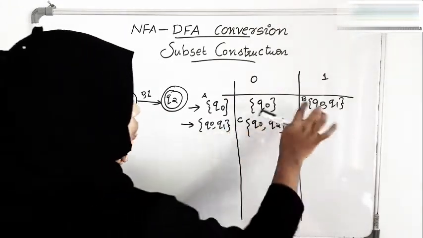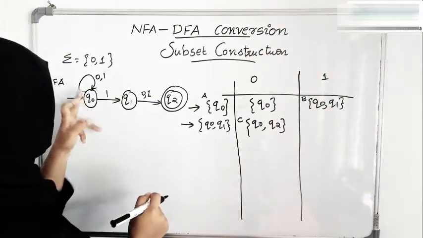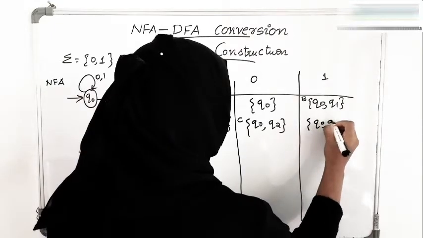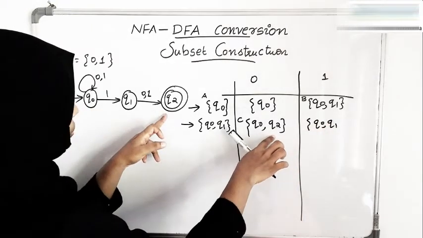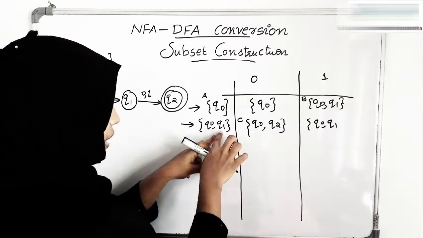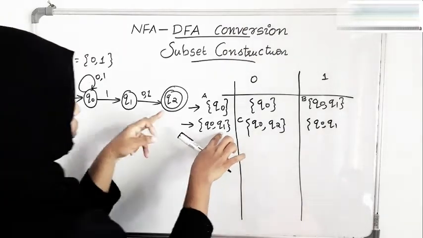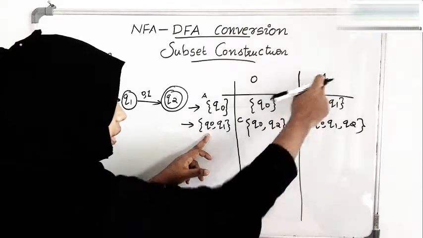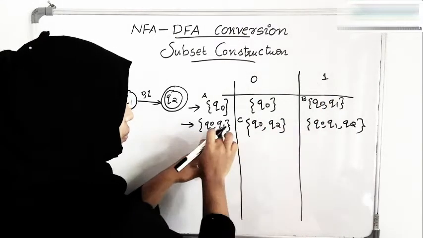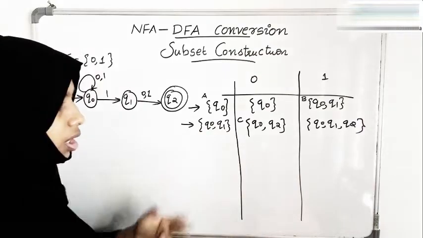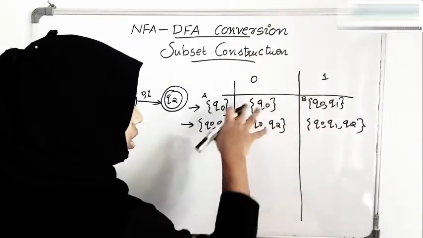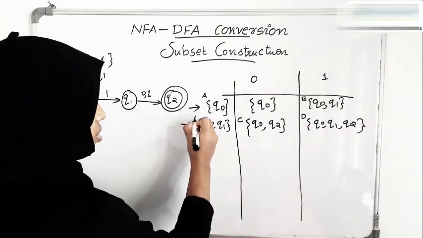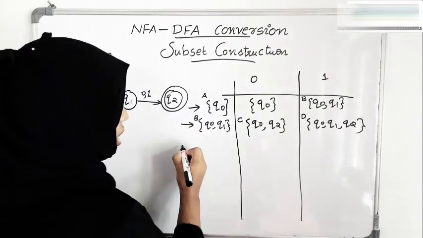Now Q0, Q1 on 1. When you apply 1 to Q0, you get Q0 and Q1. Now when you apply 1 to Q1, you will get Q2. That's it. Now this is a new state which is not seen in the table before, so I am giving it the name D. Now A has been processed. This is the very same B. B has been processed. Now we have to process C.